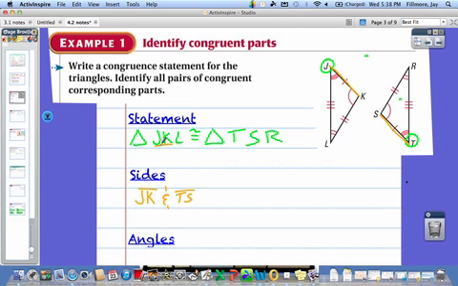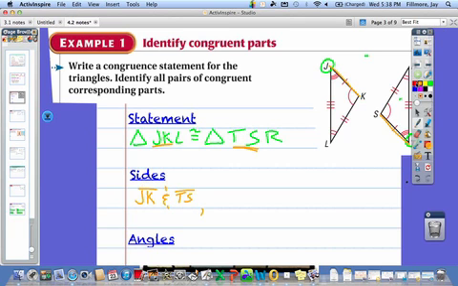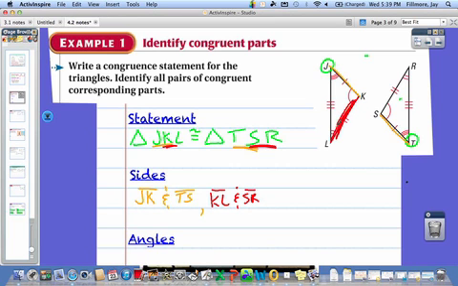Shortcut: JK is the first two letters, TS is the first two letters. So you can look at your picture or just look here. Another pair, if I look at my second two letters, and I'll confirm it with the picture, KL and SR. Over here, they are in the same position, KL and SR. If I were to rotate them, they're in the exact same corresponding position.